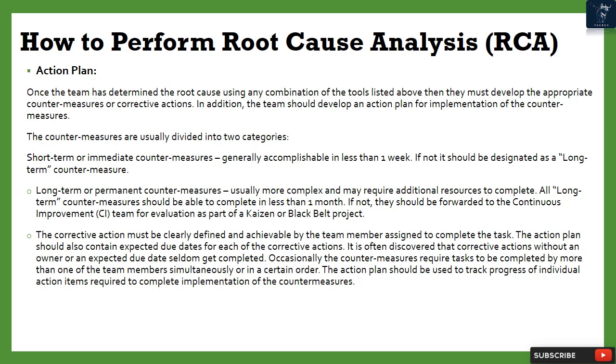It is often discovered that corrective actions without an owner or an expected due date seldom get completed. Occasionally, the countermeasures require tasks to be completed by more than one of the team members simultaneously or in a certain order. The action plan should be used to track progress of individual action items required to complete implementation of the countermeasures.